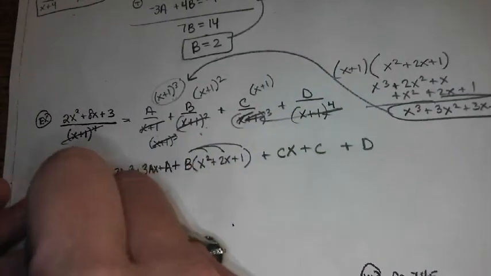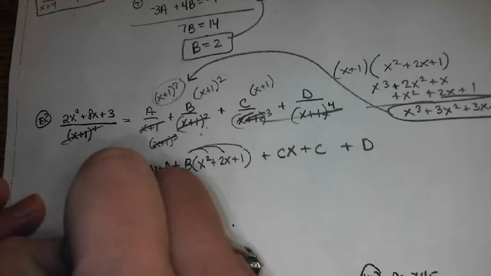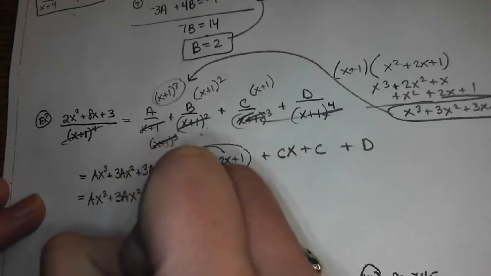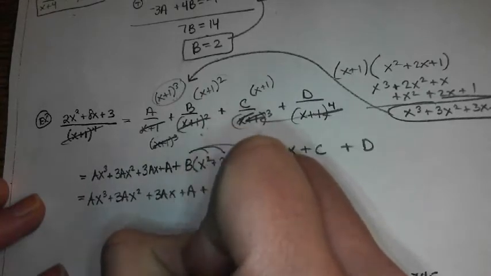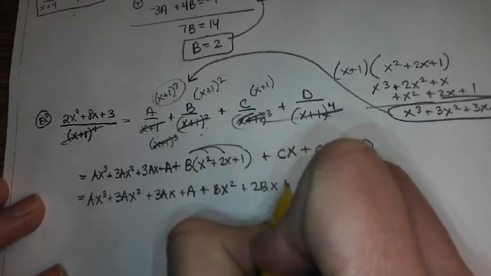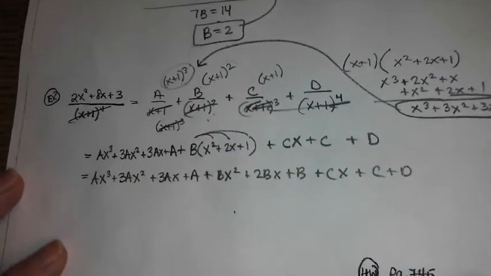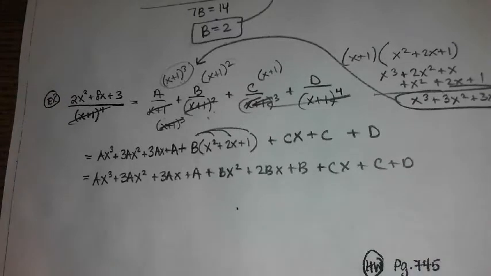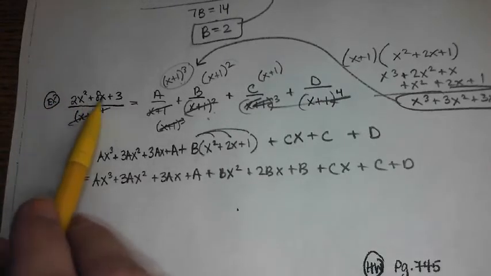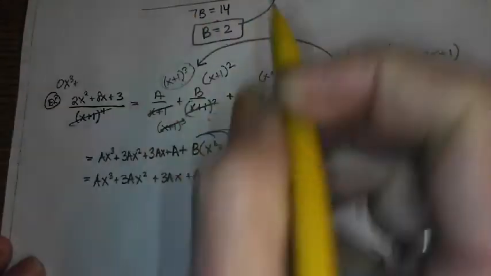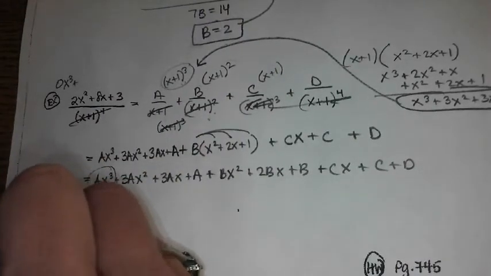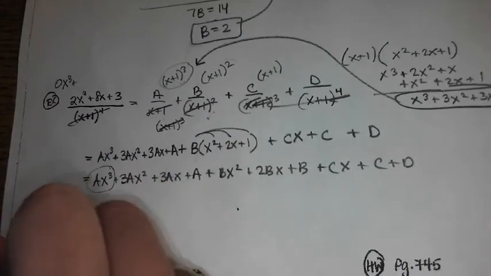We're going to have to distribute our B. So Ax cubed plus 3Ax squared plus 3Ax plus A. Distribute your B. And here you're going to see why I cross things out as I account for them, because I don't want to forget anything. So my x cubed terms are supposed to add up to what? How many x cubes do I have? 0. So that's kind of nice, because if Ax cubed is supposed to equal 0x cubed, then that gives us that A equals 0.